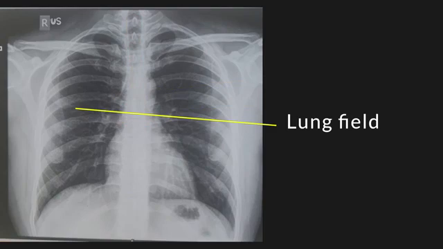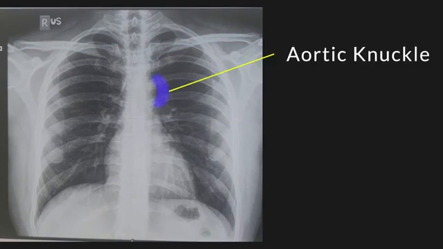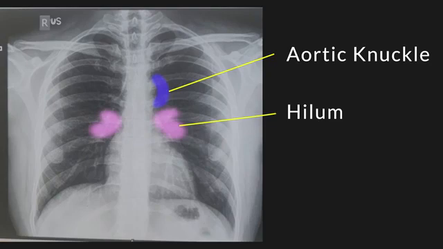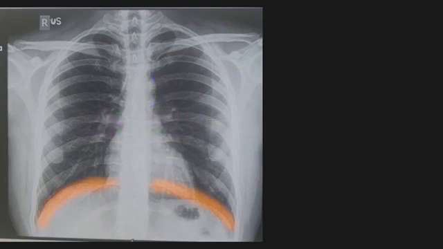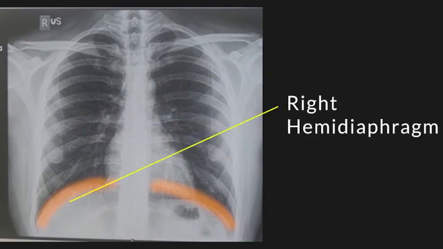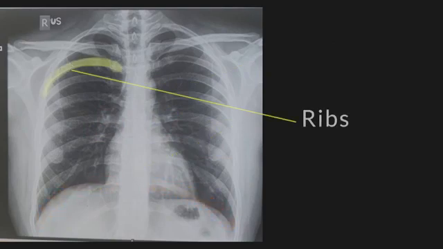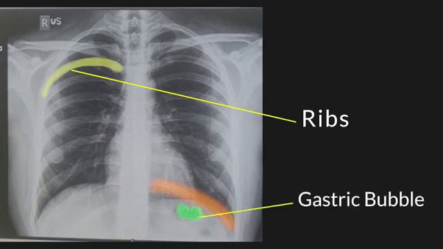Then this is the lung field. This one is the clavicle. Then this is the aortic knuckle. This is the hilum. Over here is the heart. This one is the diaphragm, the right hemidiaphragm. These are the ribs. And this one, as you can see below the left hemidiaphragm, is the gastric bubble.